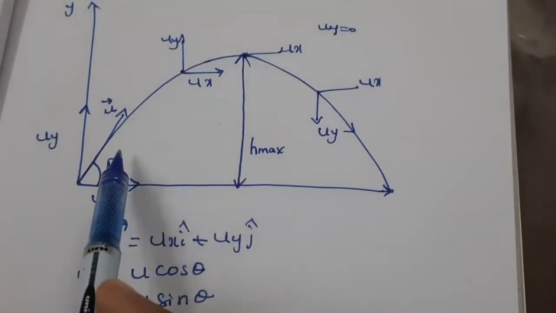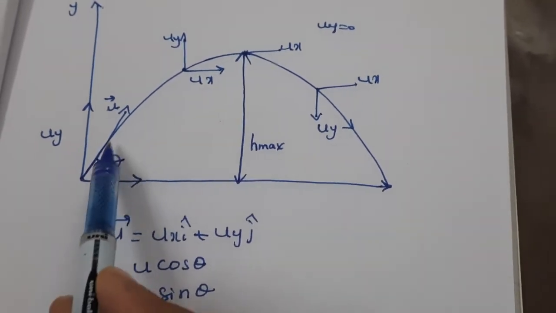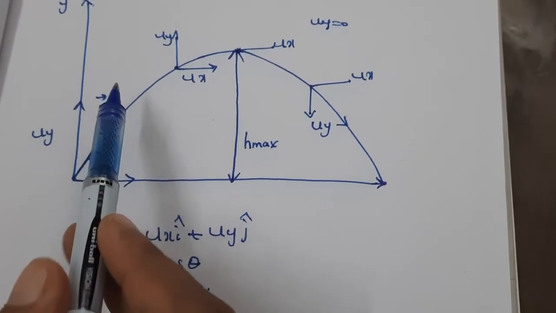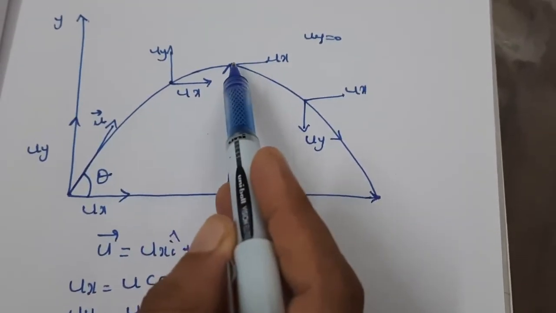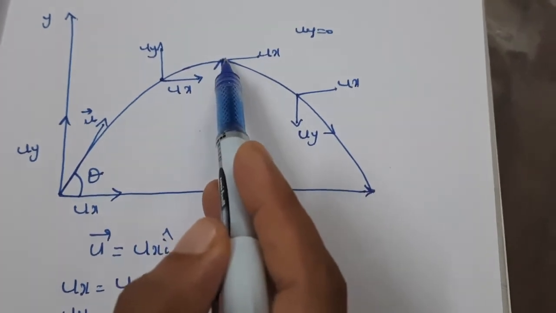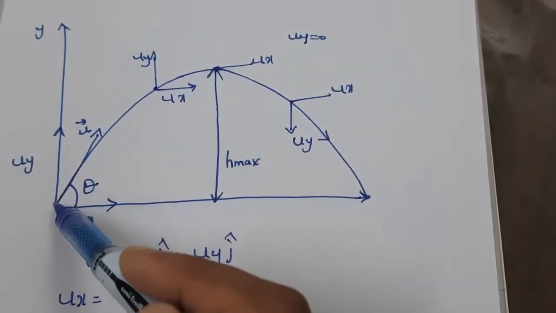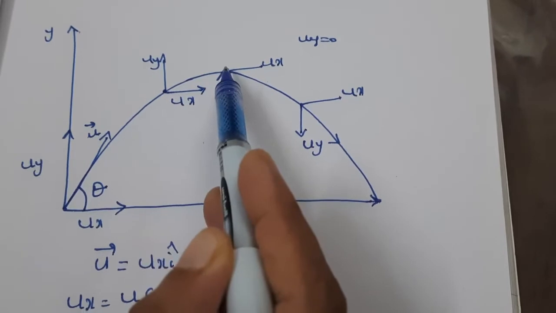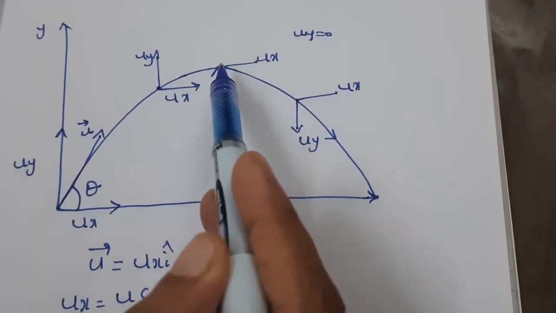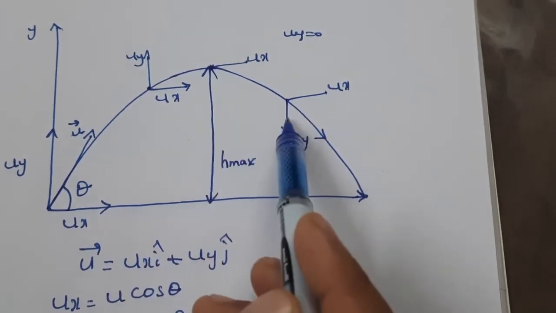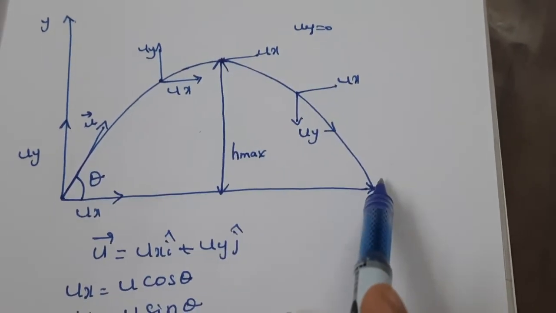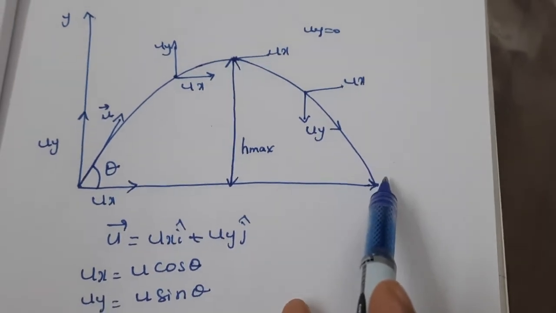Since the acceleration due to gravity is in the direction opposite to the direction of the vertical component, this component uy, that is the vertical component, gradually reduces to 0 at the maximum height. At this maximum height, the gravitational force will push the projectile downward and it falls to the ground.